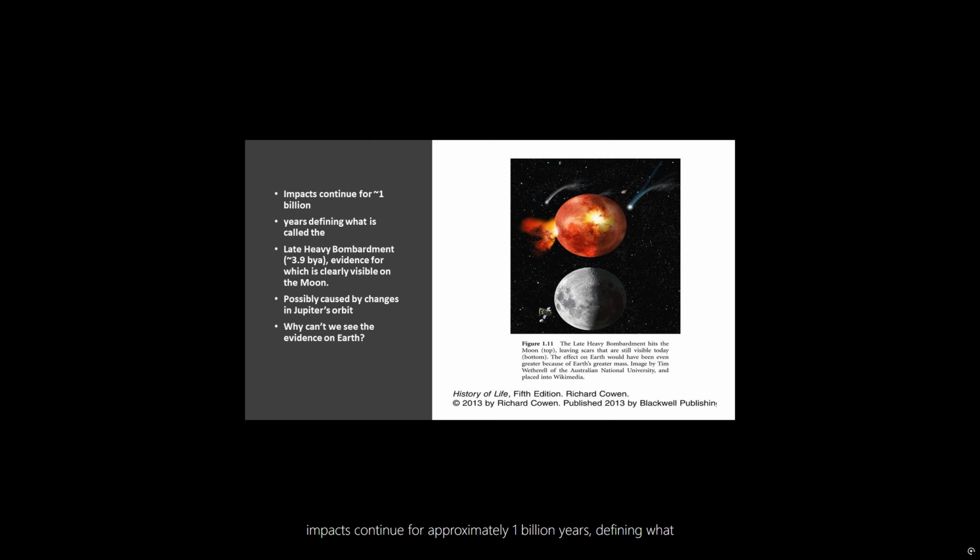Now, impacts continue for approximately 1 billion years, defining what is called the late heavy bombardment, approximately 3.9 billion years ago. Evidence for the LHB is clearly visible on the moon. The bombardment was possibly caused by a change in Jupiter's orbit, which would have sent asteroids spinning out of orbit and into the inner solar system. We can't see the evidence on Earth because of tectonism and weathering.